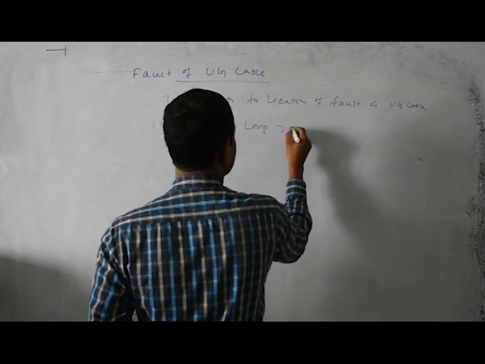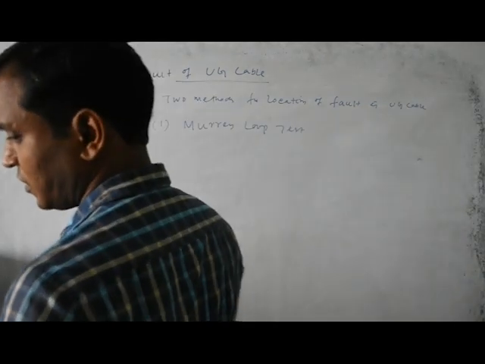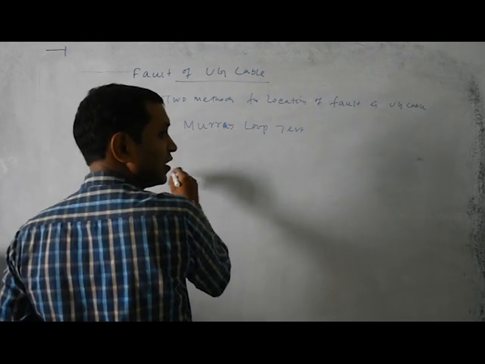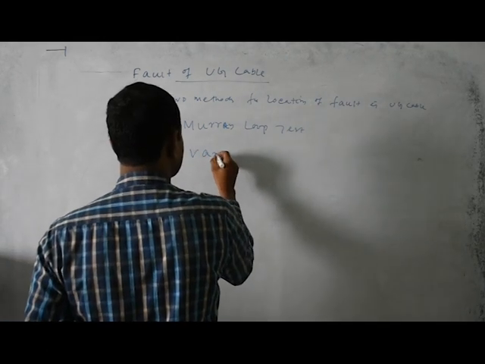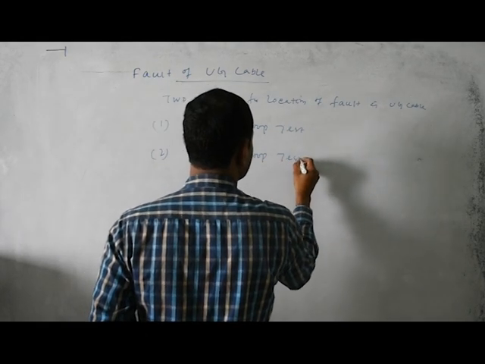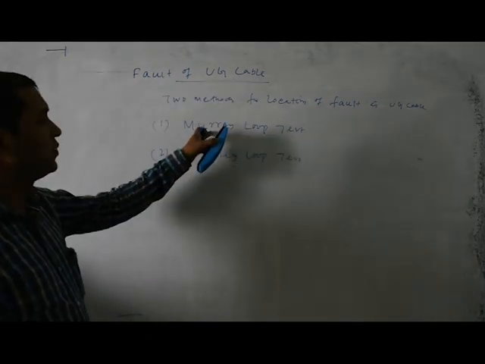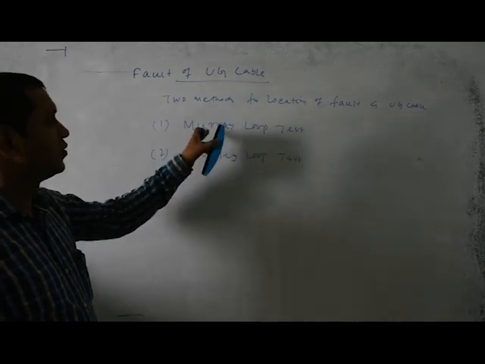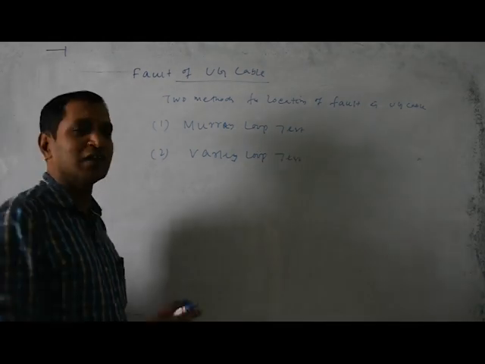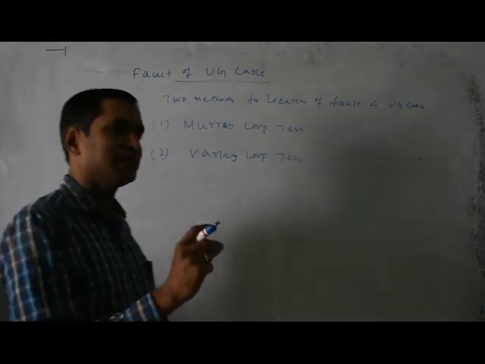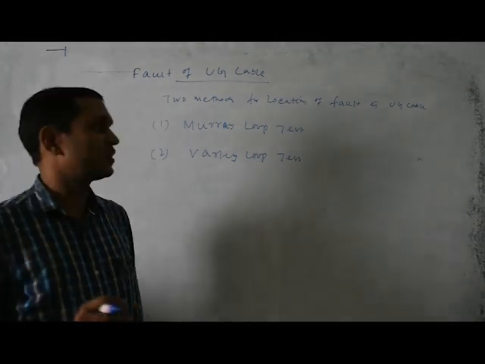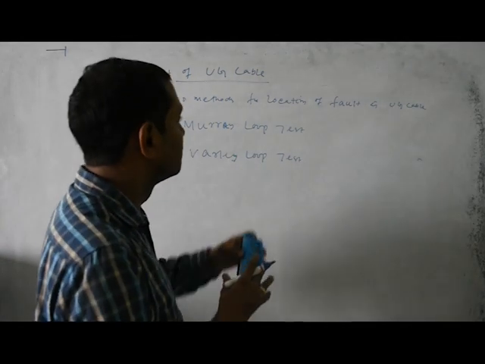Murray loop test. Another one is Varley loop test. This is the best method. One is Murray loop test, another is Varley loop, for location of the three faults: arc fault, short circuit fault, and open circuit fault. First we discuss the Murray loop test.